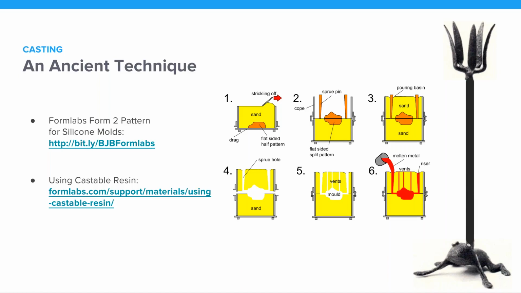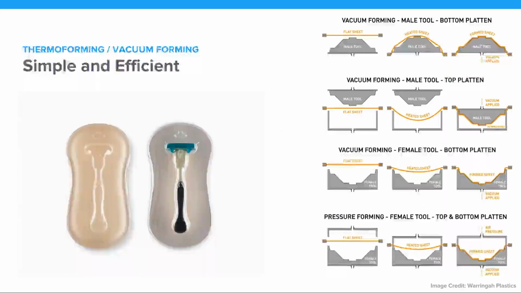Another application for this is our castable resin. We have a lot of jewelry makers that make small rings and then cast them in molten metal. Our support page, the link's there, but you can just go to formlabs.com/support. You can find out the process of how that's used. It's a very useful process. It's very easy to use, and again, this is one of the easiest processes to get real metal parts out of your casting. The last process I'd like to talk about is thermoforming or vacuum forming.